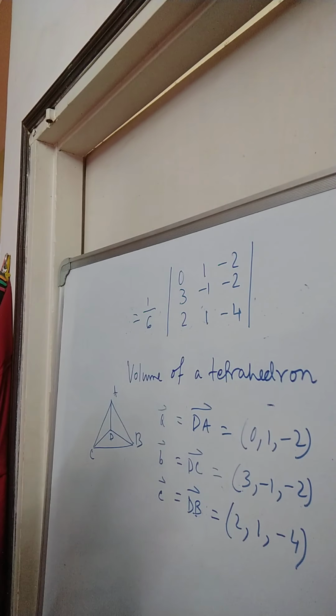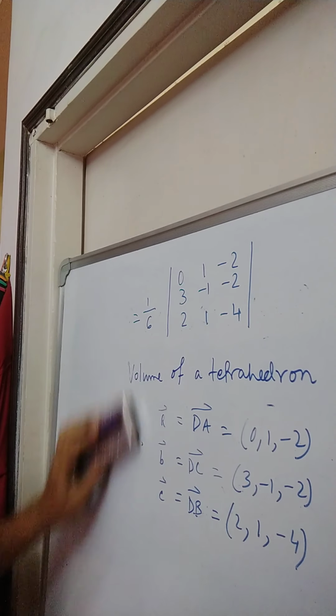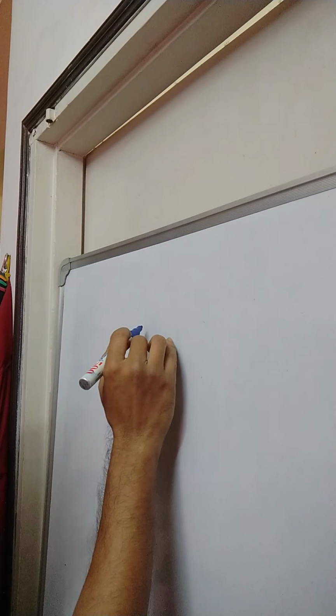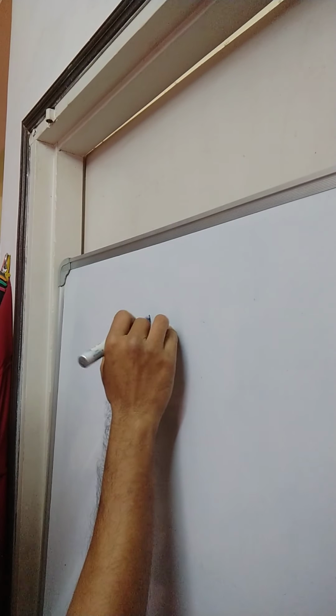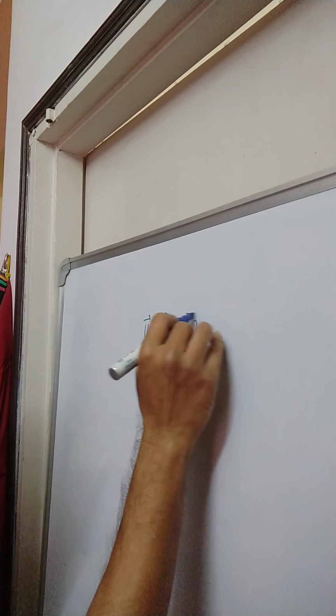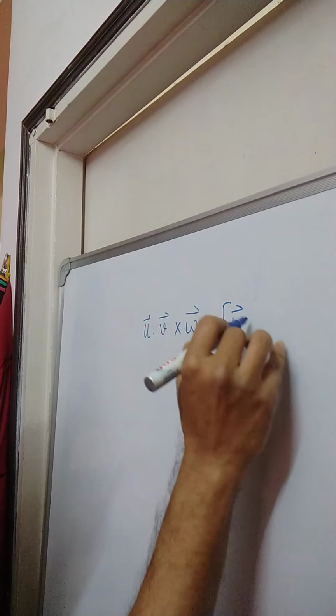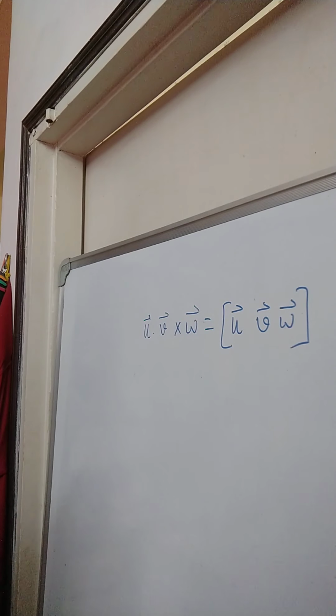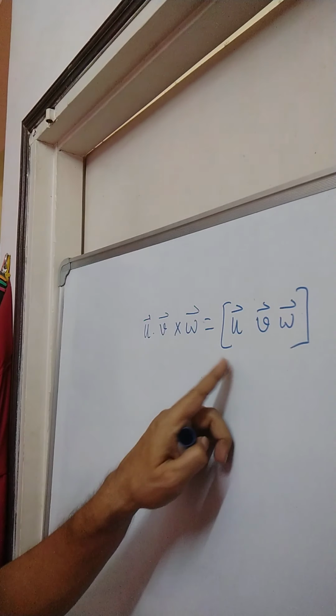Now, another point I would like to elaborate is why this box product is the determinant, or what is the basic idea of a box product. In my earlier slide, I have said that U dot V cross W represents the U V W box product or scalar triple product of 3 vectors U, V, W. The order is very important here.